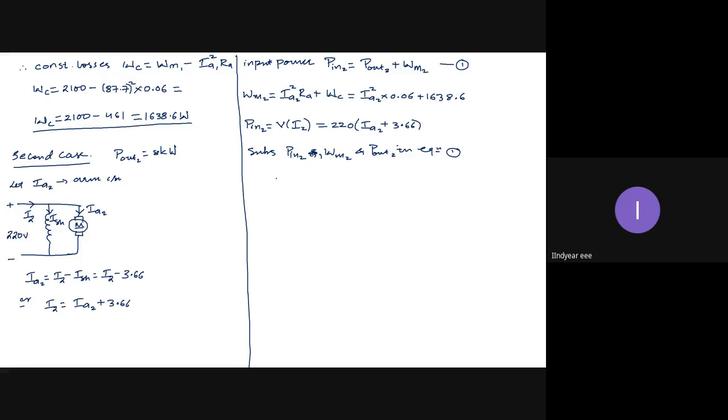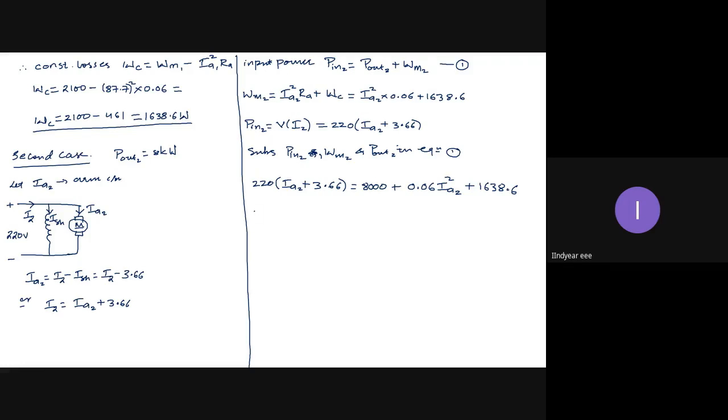Okay, so P in, I will write this as 220 into IA2 plus 3.66 is equal to P out 2, which is 8,000. Instead of K, I will write it as 8,000 because the others are in decimal numbers. Plus WM2, it is 0.06 IA2 square plus 1638.6. I will open the bracket here.